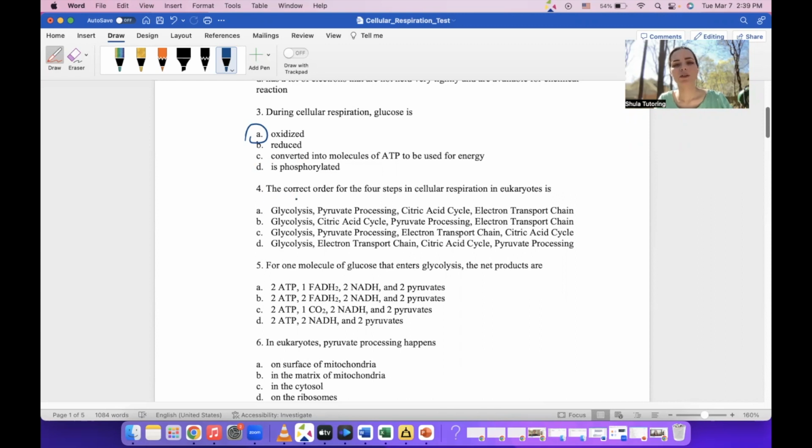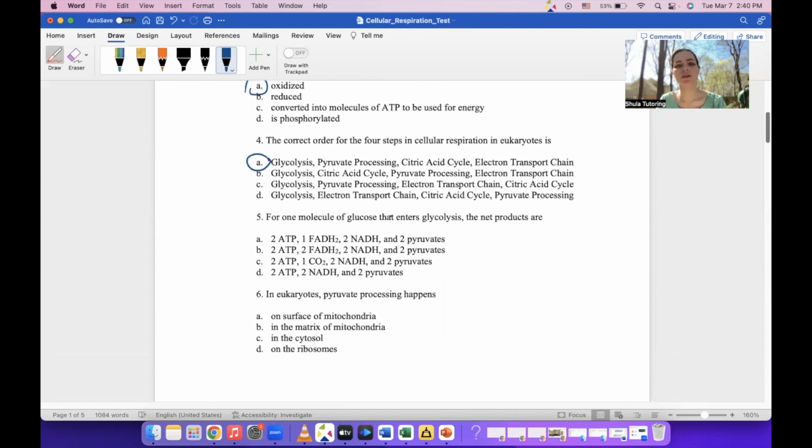The correct order for the 4 steps in cellular respiration in eukaryotes is choice A. First, glycolysis happens, right? Glycolysis will result in 2 molecules of pyruvate, and then the citric acid cycle would take place. And after the citric acid cycle, we would have the electron transport chain. So choice A is correct.